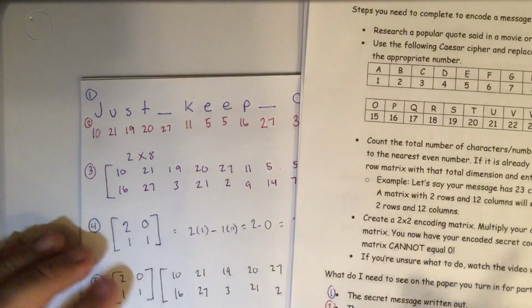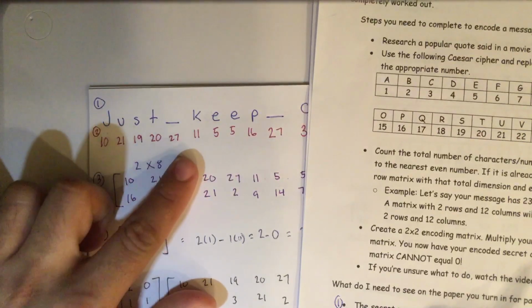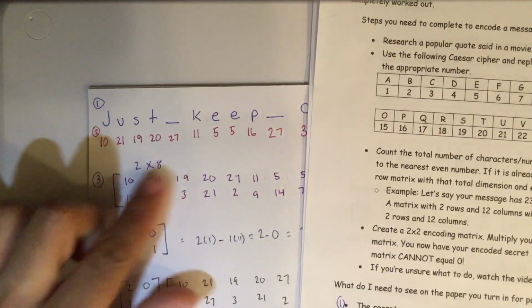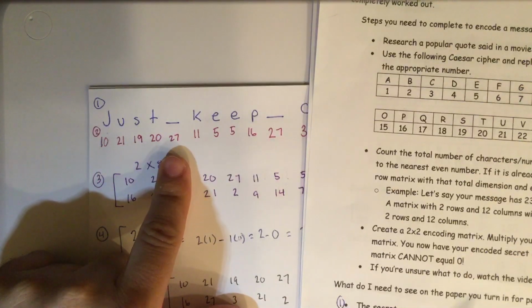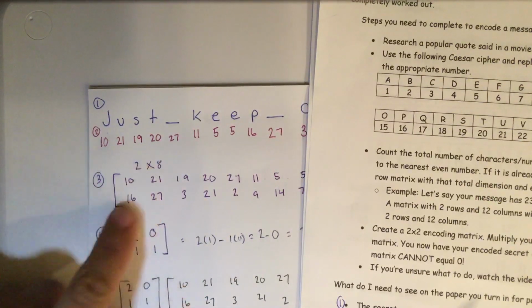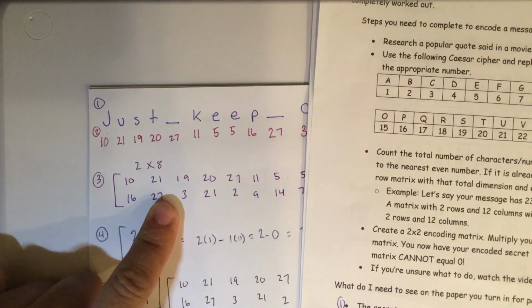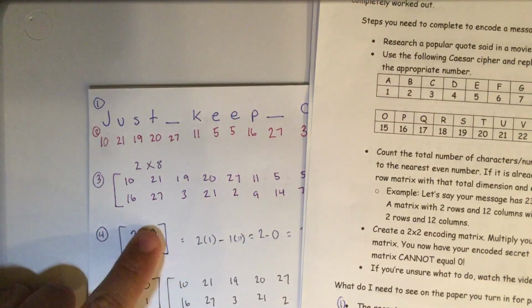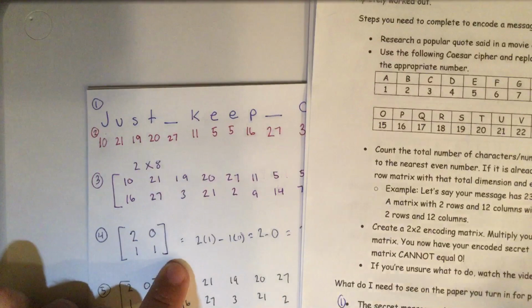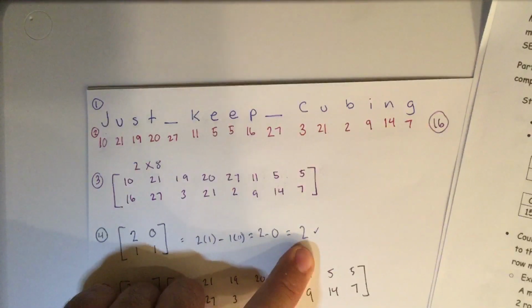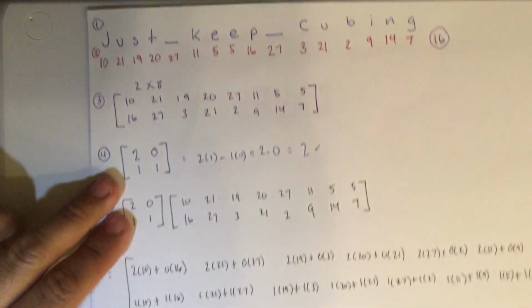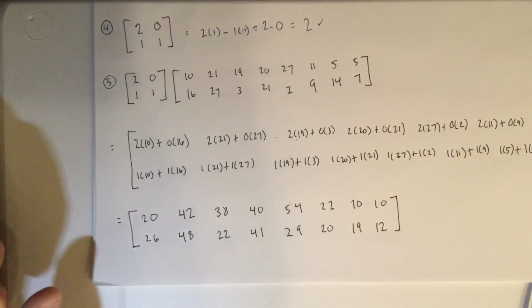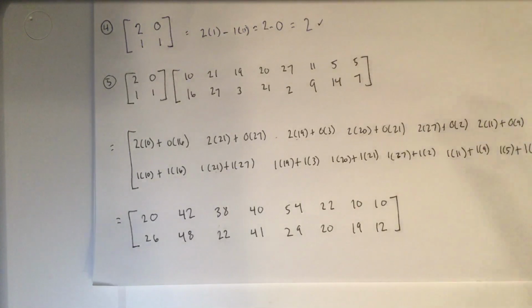So once again, I have my secret message, just keep cubing. I have my secret message converted into numbers right here, 10, 21, 19, 27, all the way through. The secret message written in the matrix, so it was a 2 by 8. My specific 2 by 2 encoding, so I did 2011. I did the determinant, making sure it wasn't 0, because it said to make sure it's not 0. Then I multiplied these two together in step 5, and there is my encoded secret matrix.